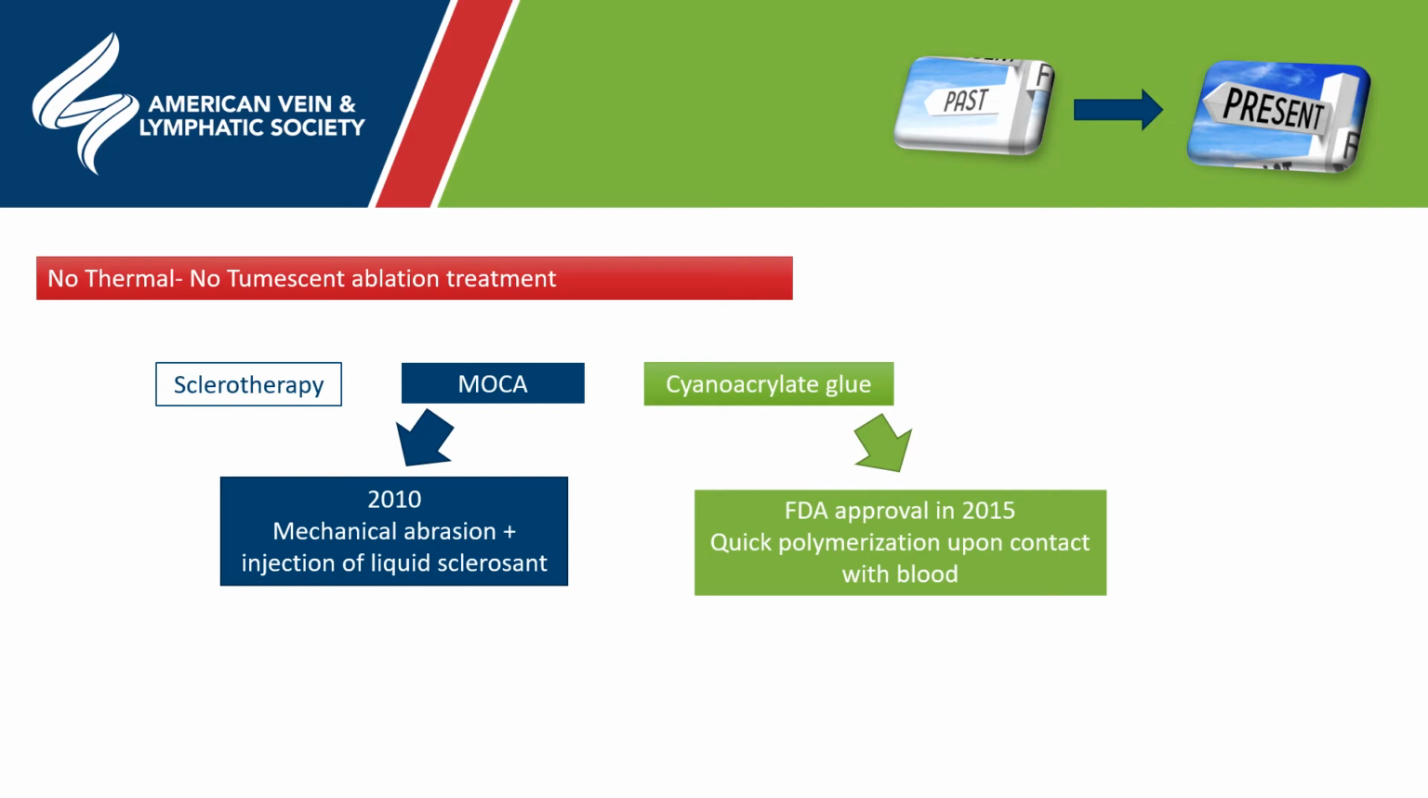Cyanoacrylate glue is more recent, with FDA approval in 2015. Cyanoacrylate glue has long been used in the management of intracranial arteriovenous malformation, for example. Now, used for varicose veins, the working principle of the glue is quick polymerization upon contact with blood and high viscosity. These properties help prevent embolization.